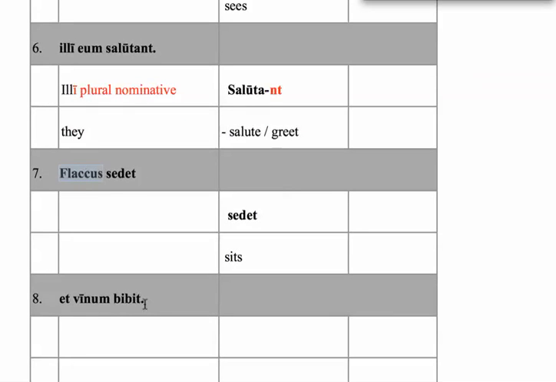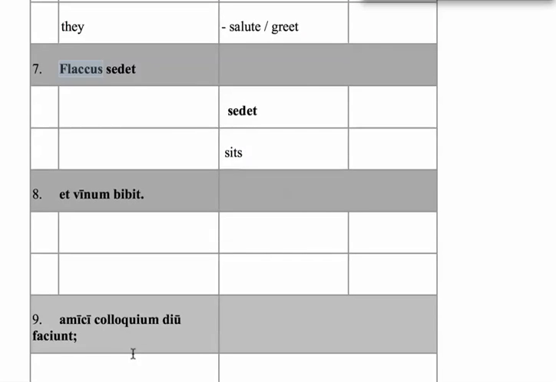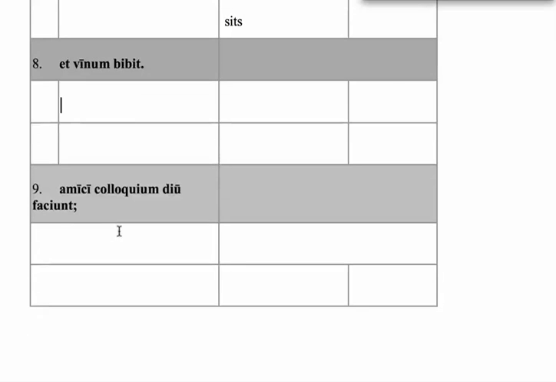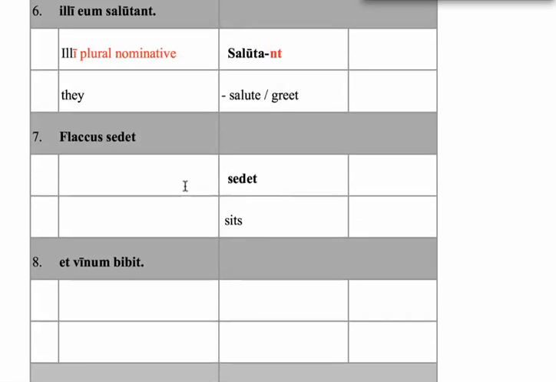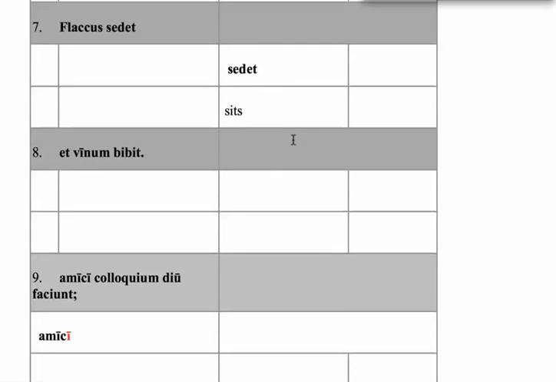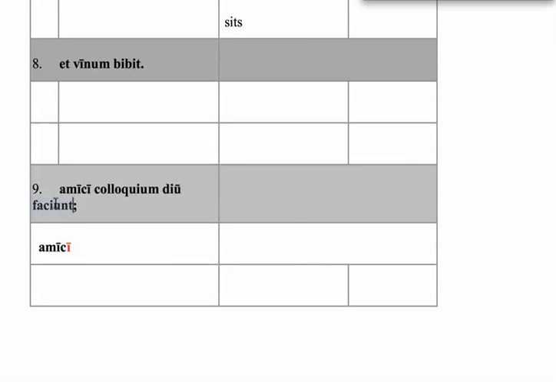Flaccus again, we've had that before. So you know that's the subject. No subject here. In number 9, amici, same story as above. It ends in long I, so just like the pattern we had in 6, plural nominative ending in long I, that will also mean the verb should end in NT if we're correct. And indeed, faciunt, they make.